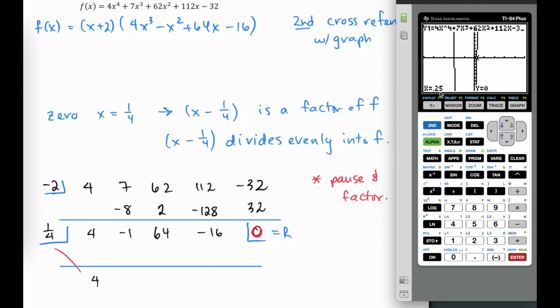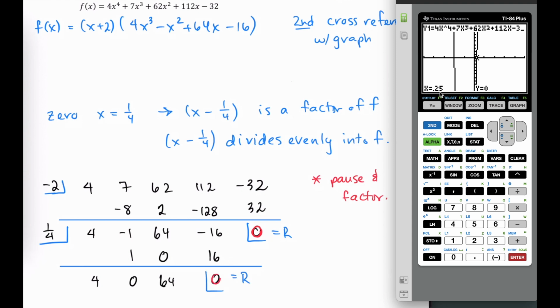down the 4, multiply on the diagonal. 1/4 times 4 is 1, and that product comes under the next coefficient. Combine down to get 0, multiply on the diagonal. 1/4 times 0 is 0. Combine down, we get 64. 1/4 times 64 is 16. And finally, we combine down one more time to get a remainder of 0 again.